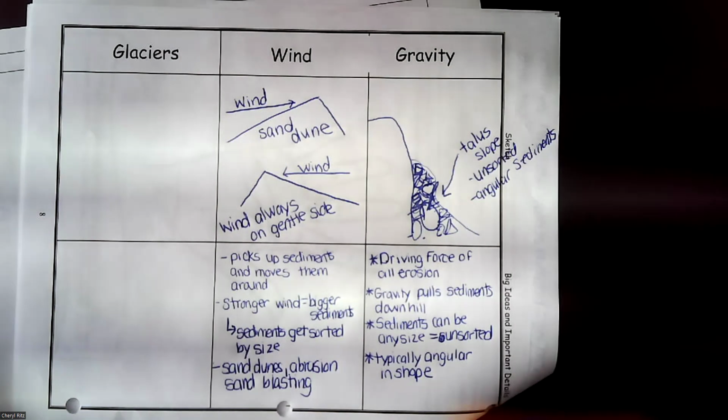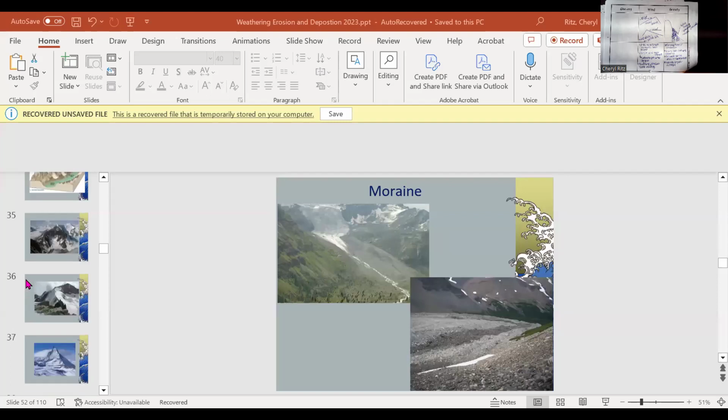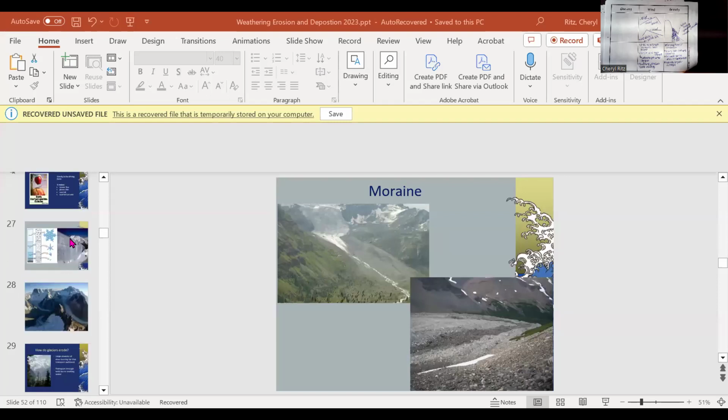Moving on. So today we are starting with glacial erosion. And we're gonna start with where we left off on Friday at the end.